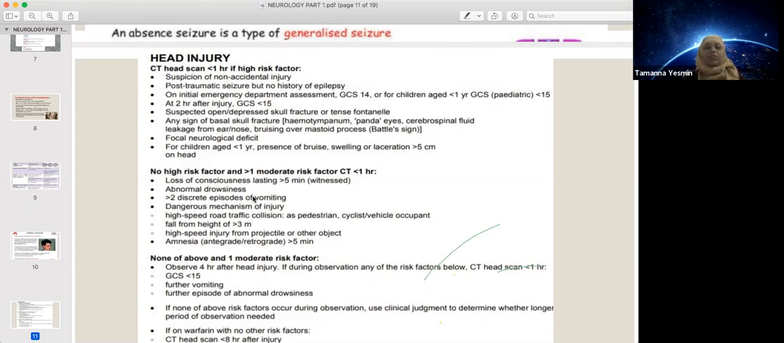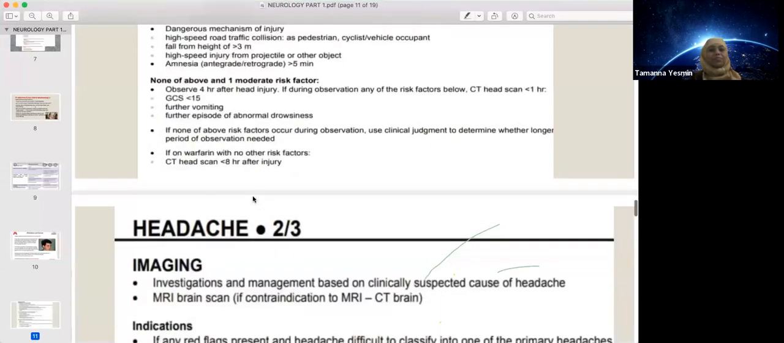If the child is on warfarin therapy or some other anticoagulant therapy, then you need a CT scan within 8 hours, because in a child on warfarin therapy, the blood is very thin. They have a tendency, okay, to bleed. So we will do it within 8 hours. Any question until now, guys?